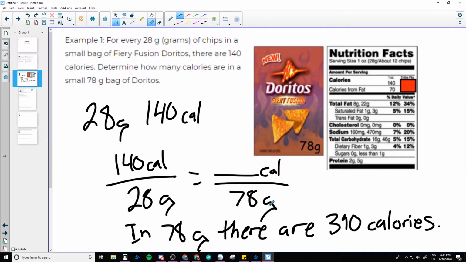Okay, so just using that simple, setting up our ratios and using cross multiplication. All right, this doesn't have to be complicated. Many of you really liked doing this with cross multiplication, so that's how we're going to teach it here.